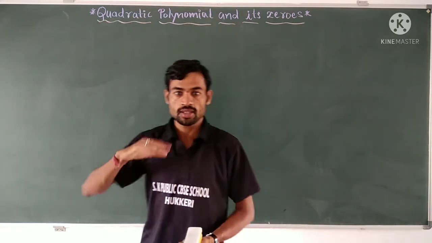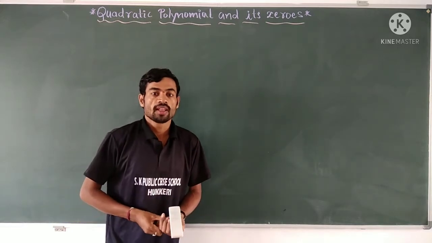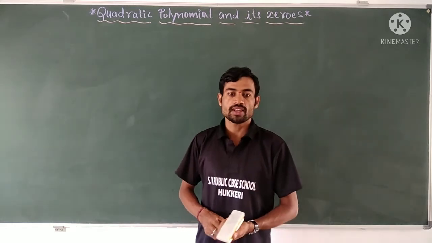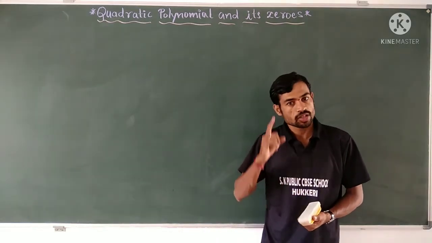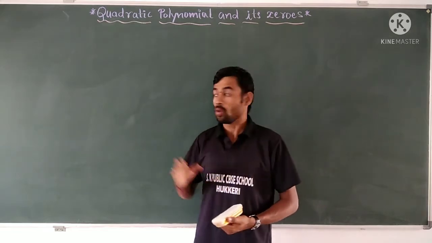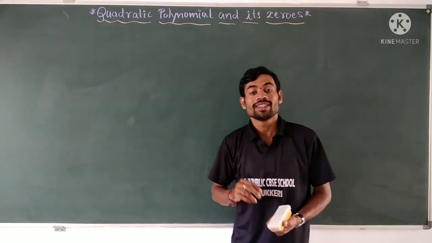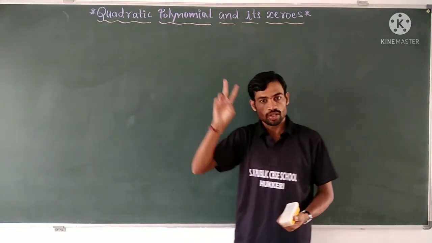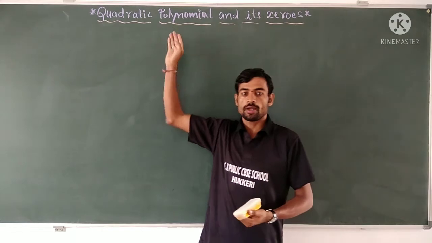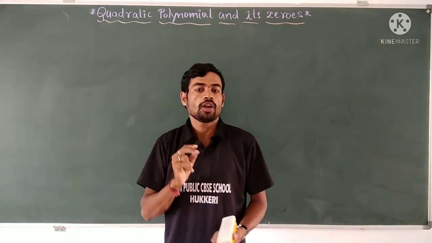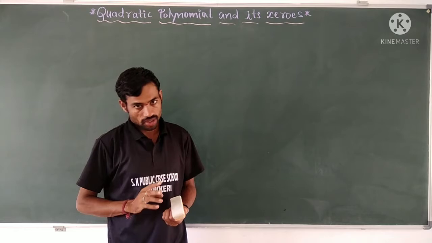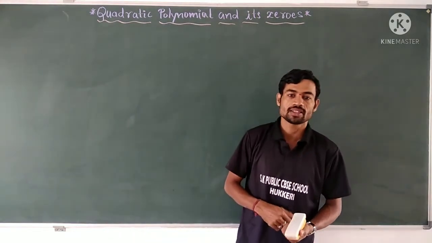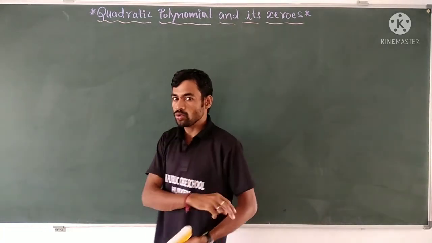Now we have to discuss another type of polynomial, that is the quadratic polynomial. As we have discussed, a linear polynomial has at most one zero. What is the degree of a quadratic polynomial? It is 2. So a quadratic polynomial has at most 2 zeros.